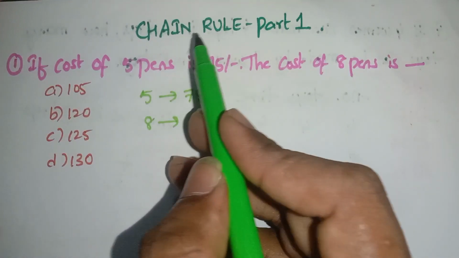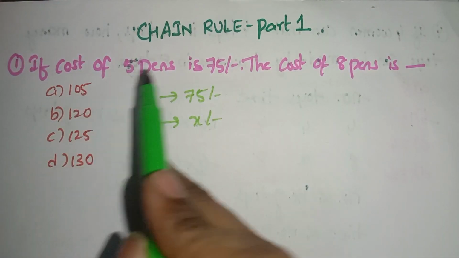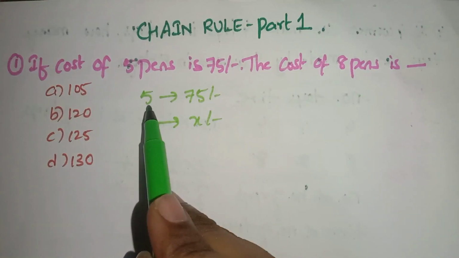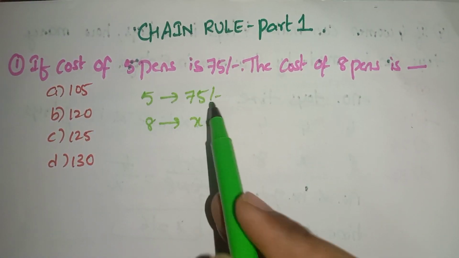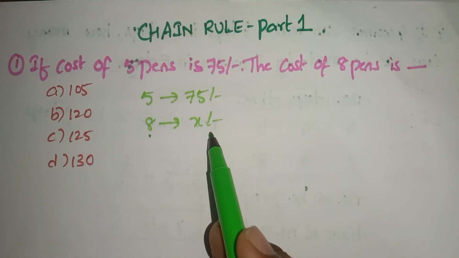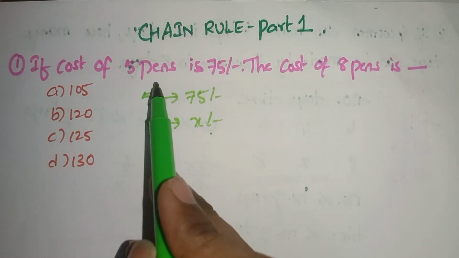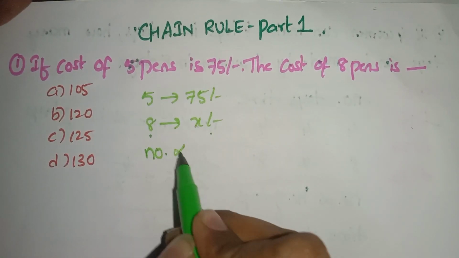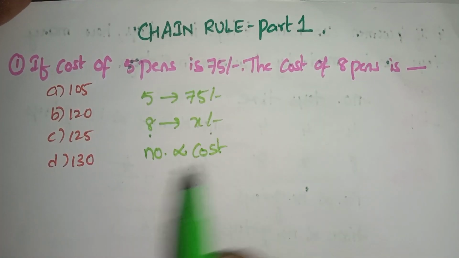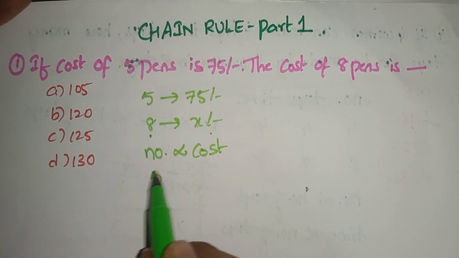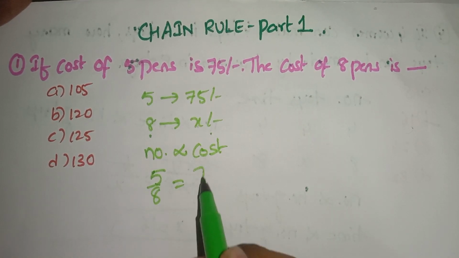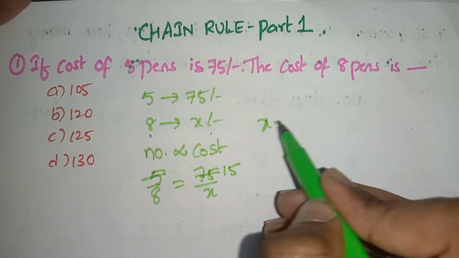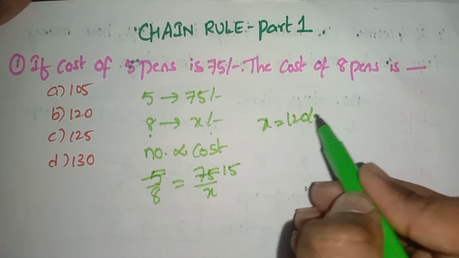Then the topic is tenure. The cost of 5 pens is 75 rupees. Then what is the cost of 8 pens? So the cost of 5 pens is 75 rupees. Let the cost of 8 pens be x rupees. We know that if the number of pens is more, the cost is also more. That implies we can write number of pens is directly proportional to total cost of pens. That implies we can write 5 by 8 is equivalent to 75 by x. 5 ones are 5, 5 threes are 15. So x equals 15 into 8, that is 120 rupees.